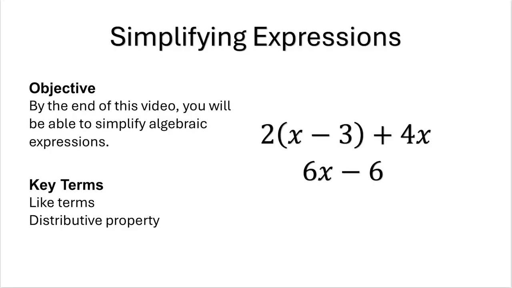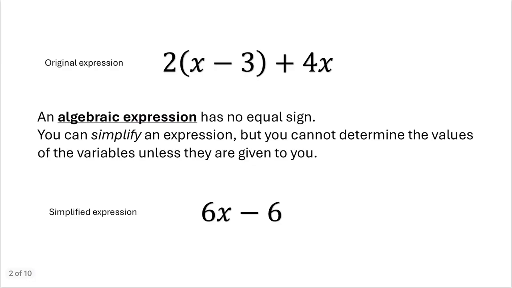In this video, we're going to talk about how to simplify algebraic expressions. So an algebraic expression actually has no equal sign. You can see this here is an example of an algebraic expression. You can simplify an algebraic expression, but you cannot determine the values of the variables unless they are given to you. So for example, we can take this original expression and turn it into 6x minus 6, but we cannot actually determine the value of x.